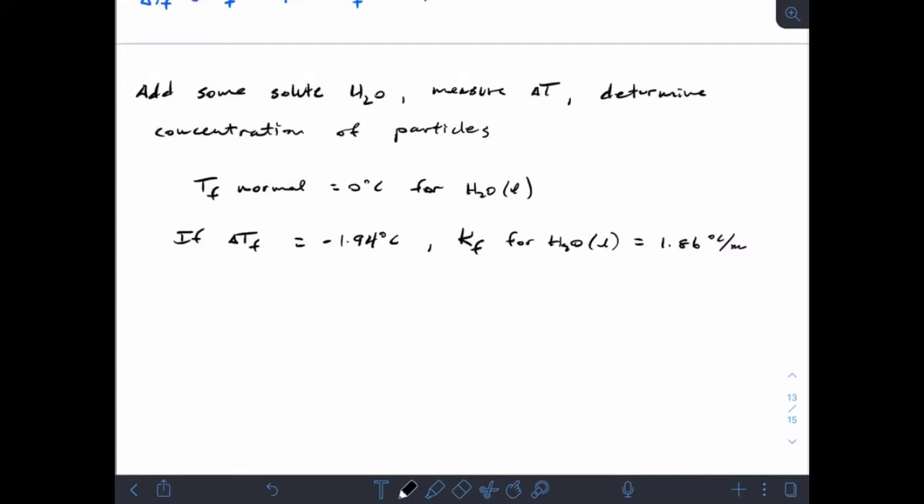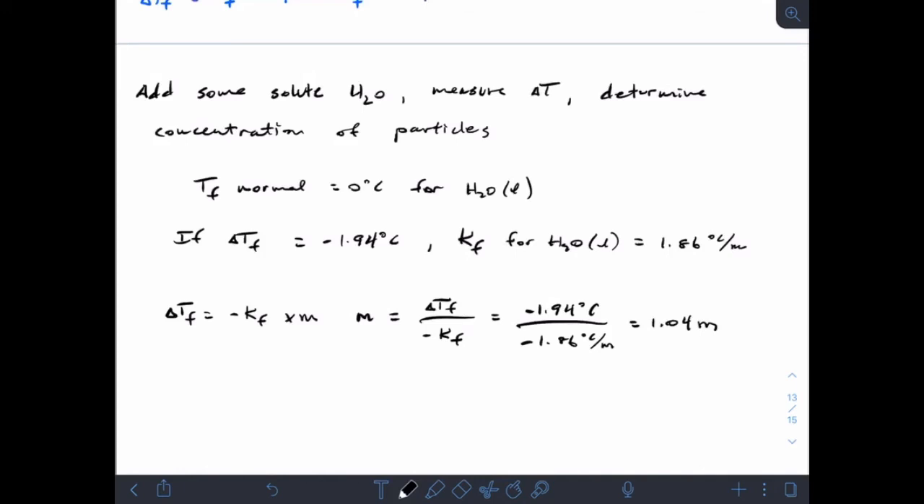Okay. We can solve for the molality. So delta Tf equals negative Kf times molality. Right? So molality, if we rearrange, equals delta Tf divided by negative Kf. 1.94 degrees C divided by negative 1.86 degrees C per molal equals 1.04 molal. Okay? But we want to know concentration.